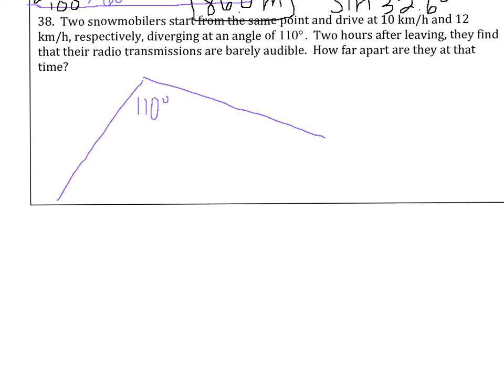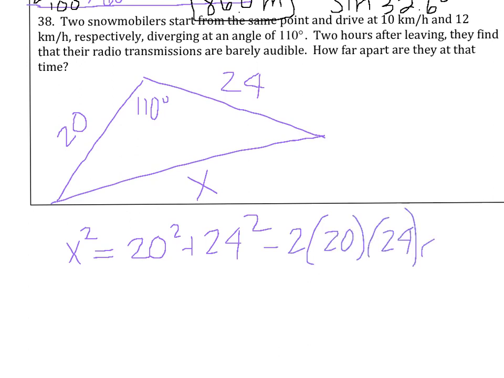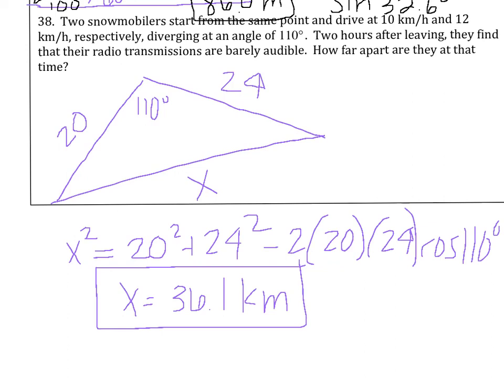Since the one is driving 10 kilometers per hour and they've traveled for 2 hours, I know that they've traveled 20 kilometers because I did 10 times 2. Same idea, 12 times 2 would be 24. And I need to figure out how far apart they are. This is one where since I only have one angle, I'm going to use law of cosines. So I'm going to write that all out right now. Now before I even put this in my calculator, I'm guessing x should be the biggest side since it's opposite 110. When I put that in my calculator and square root it, I end up getting 36.1 kilometers.